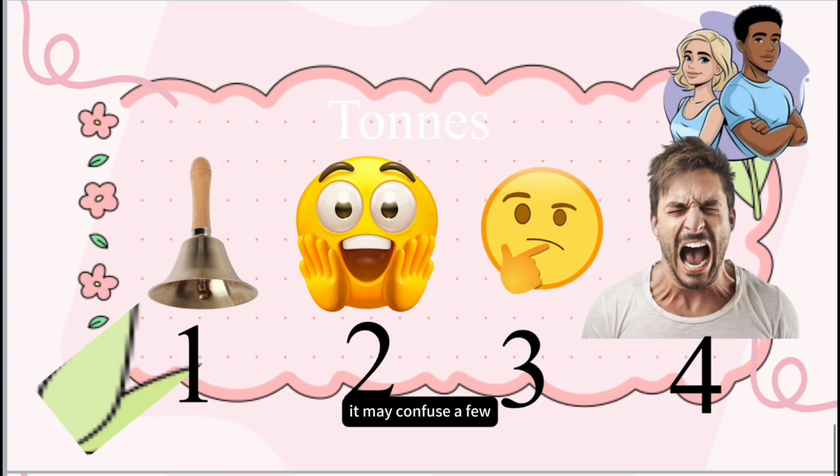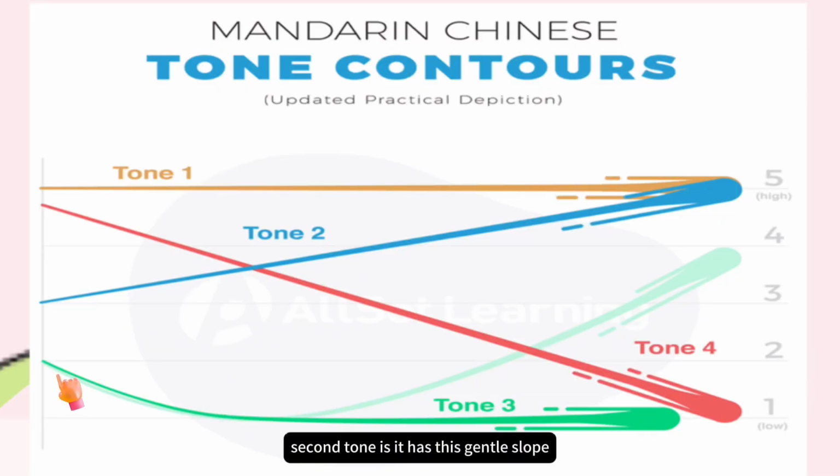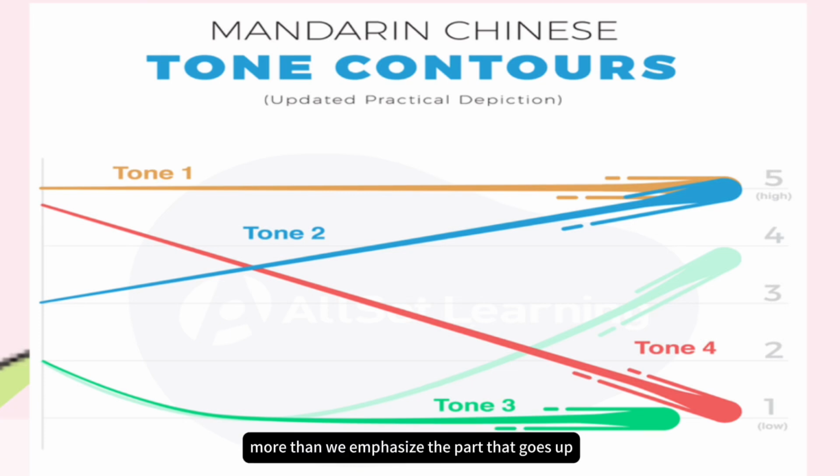Now, for most learners, every time they learn third tone just after learning second tone, it may confuse a few. But luckily on this channel, we will teach you exactly how the two differ. When we look at this little graph here, you can see that what separates the third tone from the second tone is this gentle slope. And in most cases in Chinese, we emphasize the gentle slope more than we emphasize the part that goes up.